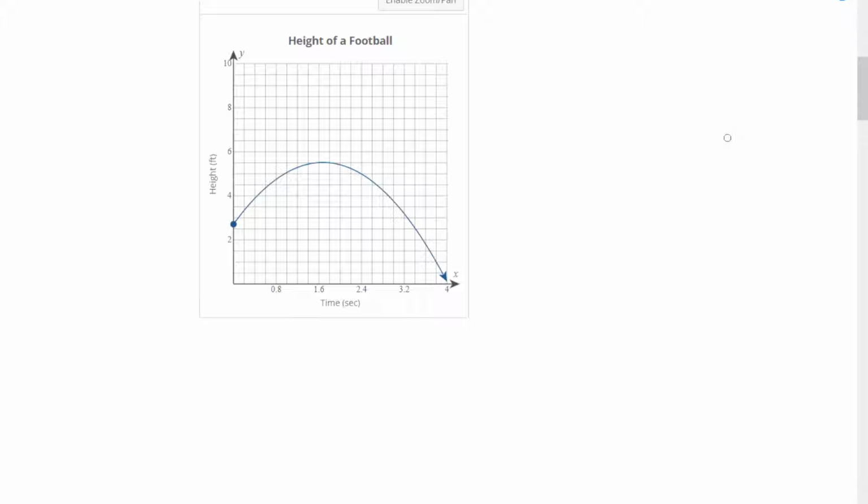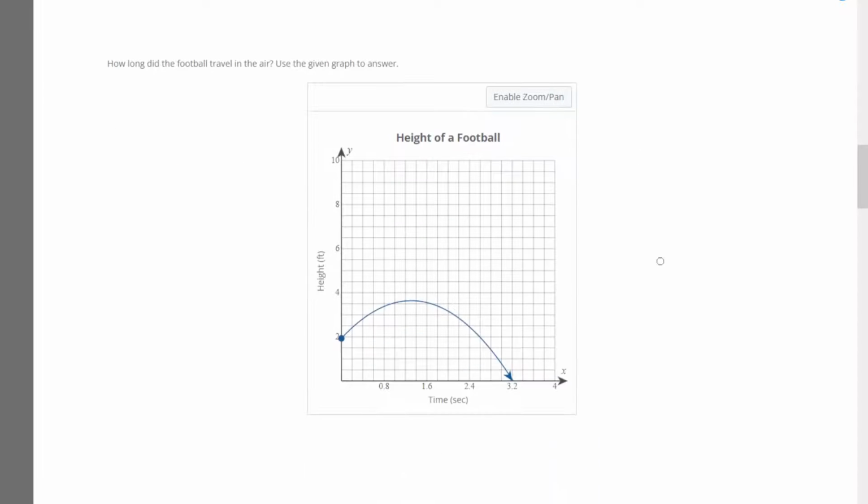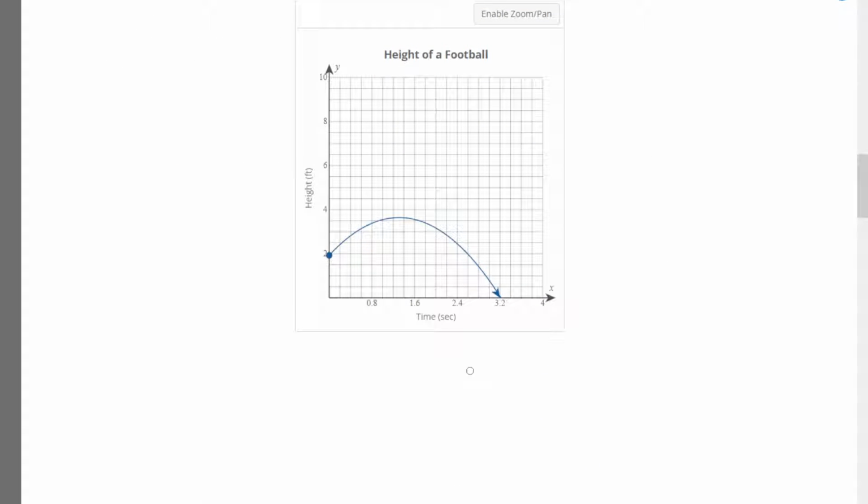So this is asking us how long the football traveled in the air. Use the given graph to answer. Now we have time on the bottom, and we have height on the y-axis. So we want to know how long until it hit 0. So we basically want to know our x-axis. And our answer for that is 4. It's pretty simple. How long did the football travel in the air? Same kind of question. 3.2 seconds.